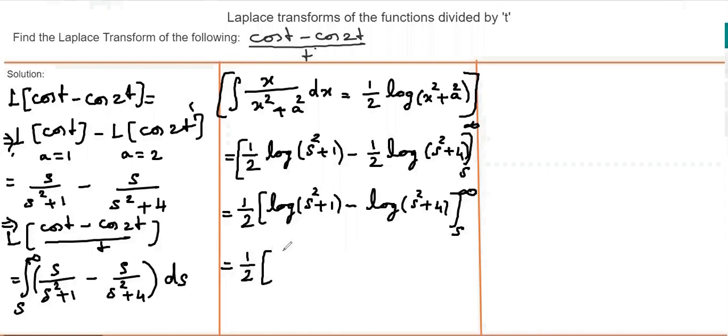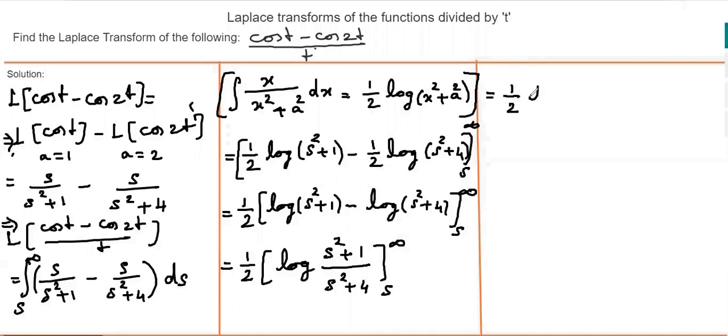So now using the logarithm rule, we can group them. Like log, the first term is positive, so write in the numerator s square plus 1. Since the second term is in the negative form, you have to write in the denominator, over s square plus 4. And here you have to apply the limits s to infinity. Now it is half. Here in the first term, see here s square, we can take this outside.